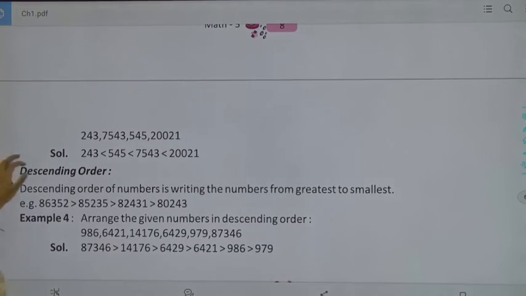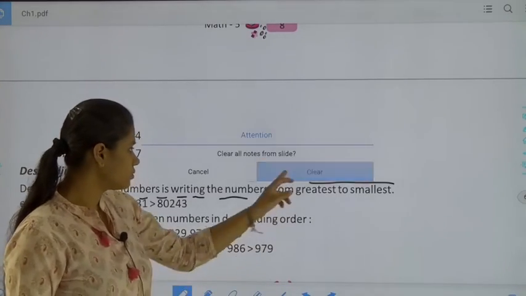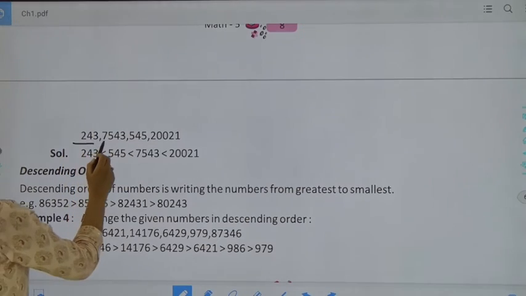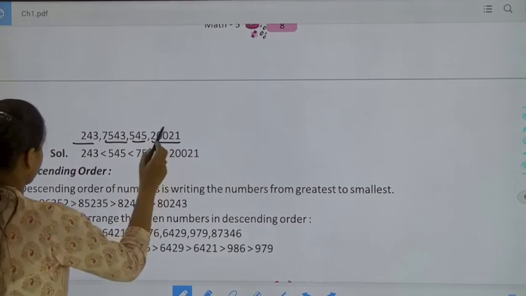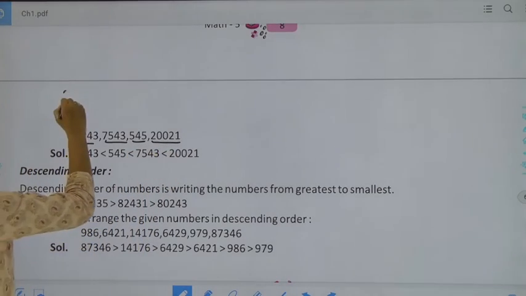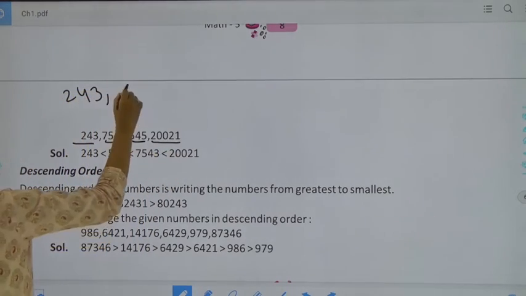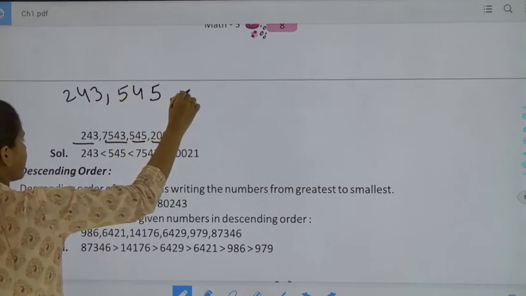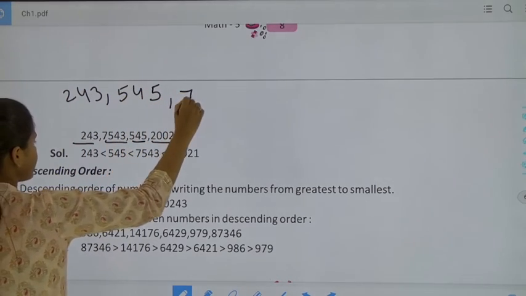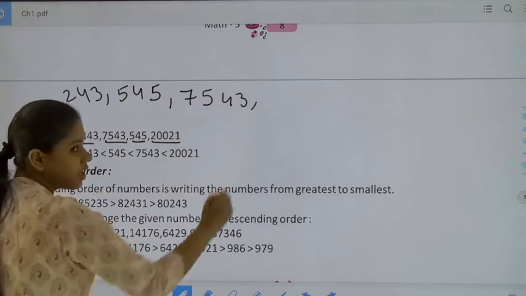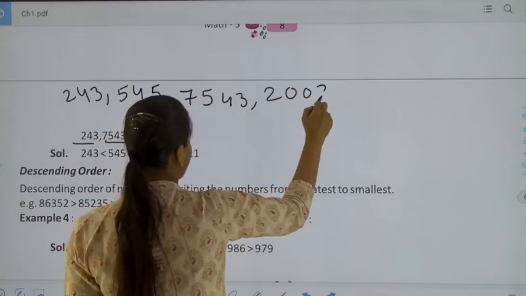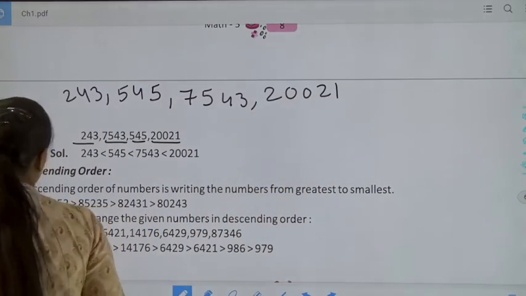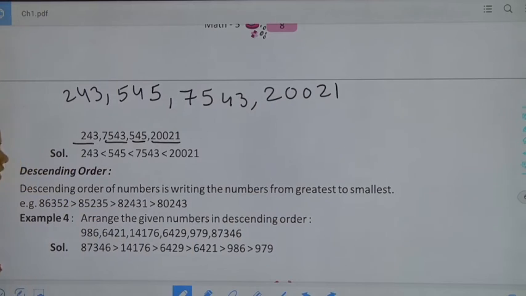Now move to the next example, that is arrange the given numbers in ascending order. So 243, 7,543, 545 and 20,021. So first will come 243, then 545, then 7,543 and then 20,021. This is the smallest to greatest, that is the ascending order.